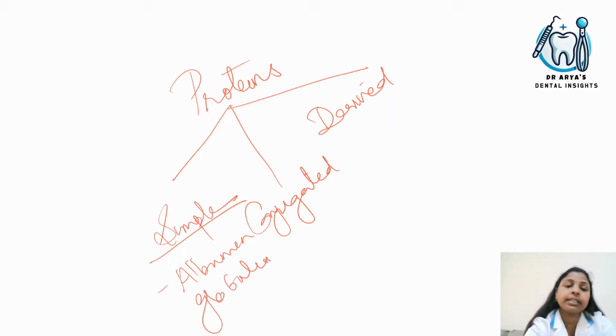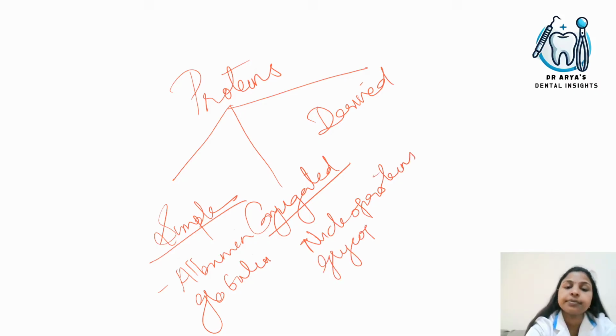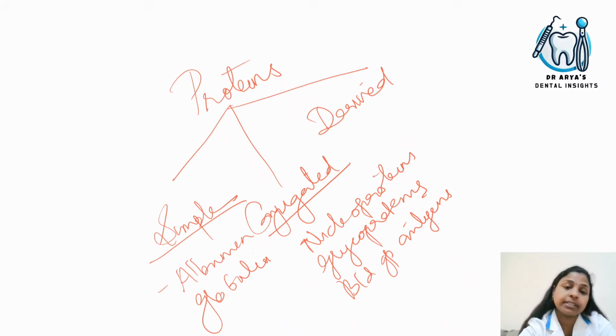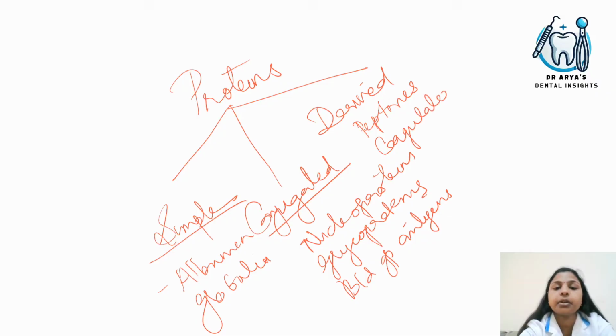And the conjugated proteins examples are nucleoproteins, glycoproteins, and blood group antigens. These are the conjugated proteins. And the derived proteins are peptones and coagulated proteins. So these are the various classifications of proteins. Very, very important.